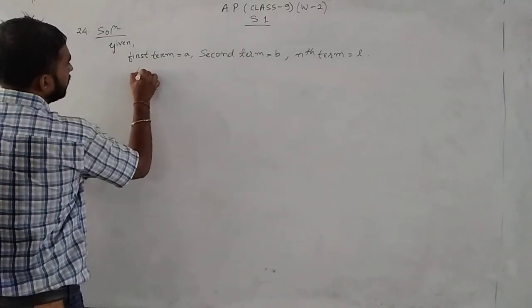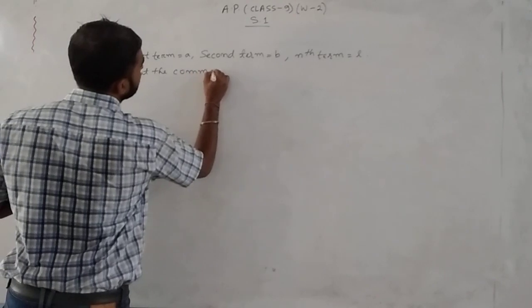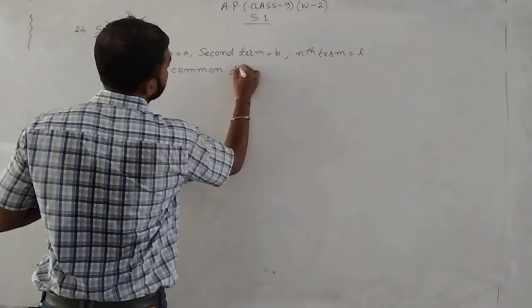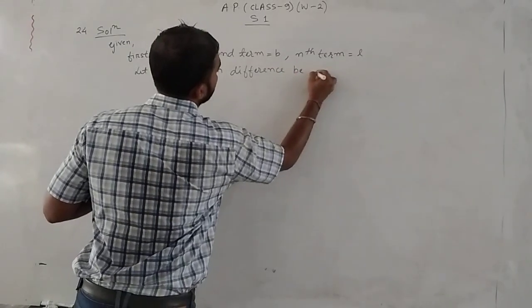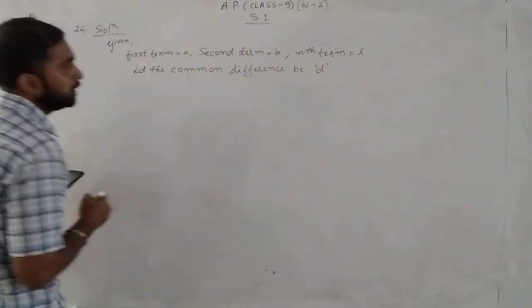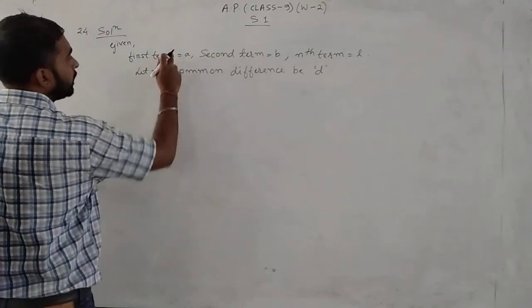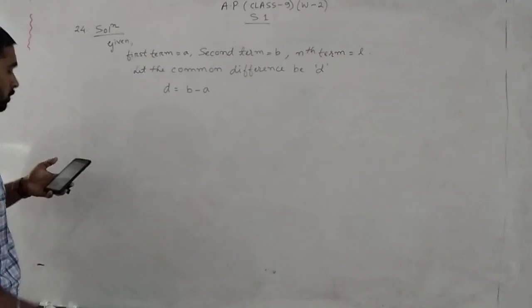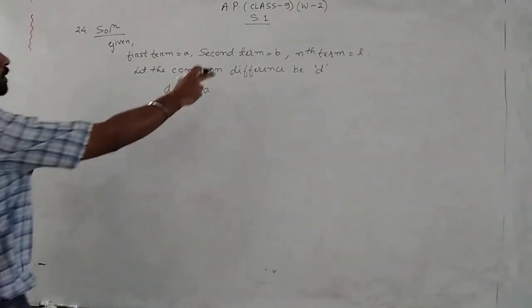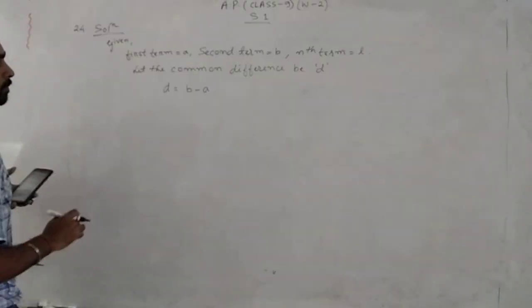Let the common difference be D. So common difference equals second term minus first term, that is B minus A. The second term is B, the first term is A, so the common difference is second term minus first term.